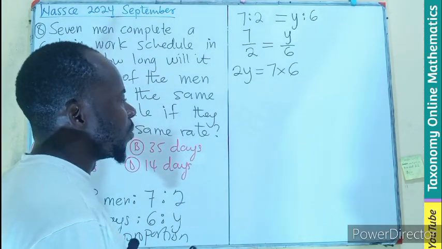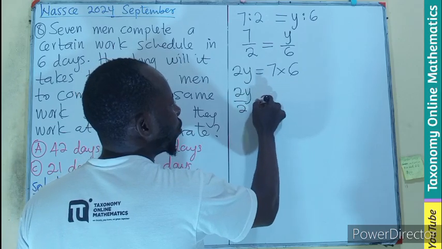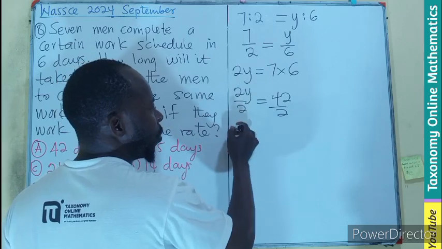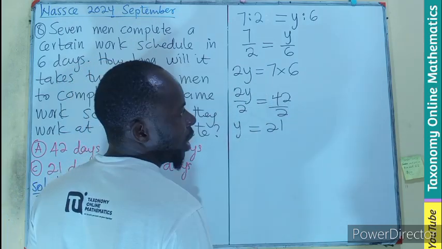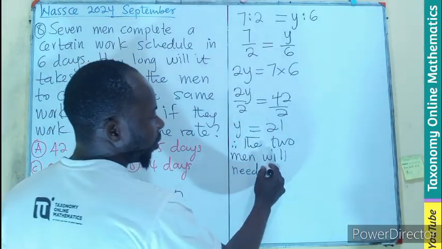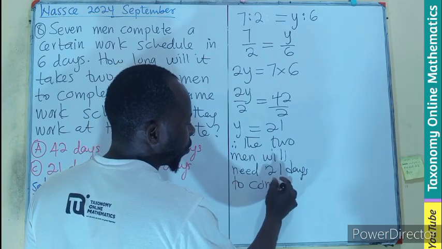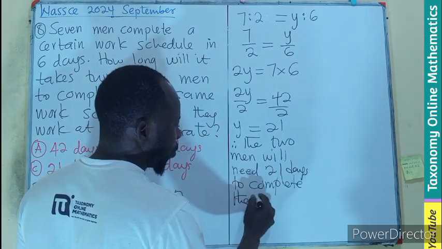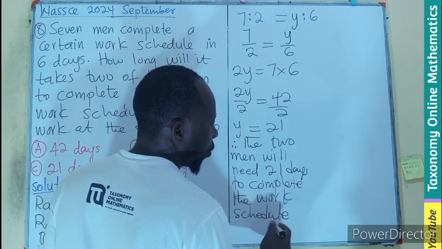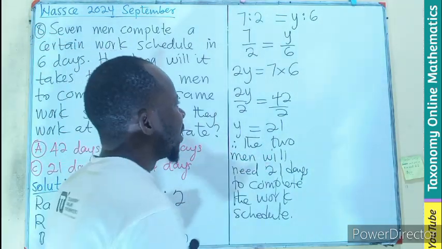What do we do from here? We divide by 2. So 2y divided by 2, and 42 divided by 2, 7 times 6 is 42. So we know y will be equal to 21. Meaning the 2 men will need 21 days to complete the work schedule. That is what we are going to be dealing with.